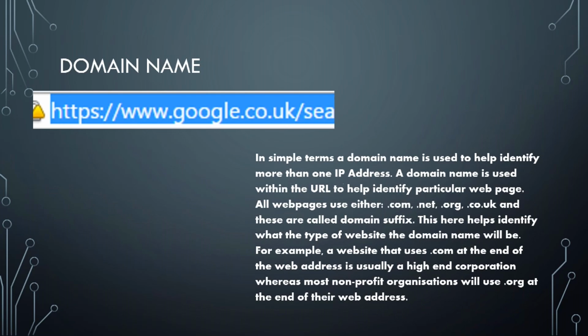All web pages use either .com, .net, .org or .co.uk. These are all called domain suffixes. This helps identify what type of website or domain name it will be. For example, a website that uses .com at the end of their web address is usually a high-end corporation, whereas most non-profit organisations will use .org at the end of their web address.